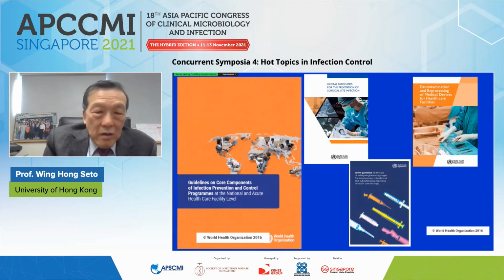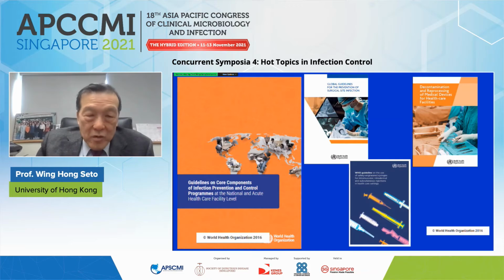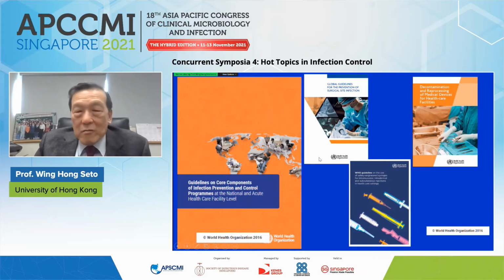Okay, now I told you, with Benedicta, the whole guidelines on core components were upgraded. It's now an official WHO guideline with systematic review all done. But under the Infection Control Unit, there are also many other guidelines produced, including, as you can see here, SSI, surgical site infection, decontamination and sterilization, injections, and so on and so on. And I'm sure more will be coming out. And of course, with the present pandemic, many have already been produced.